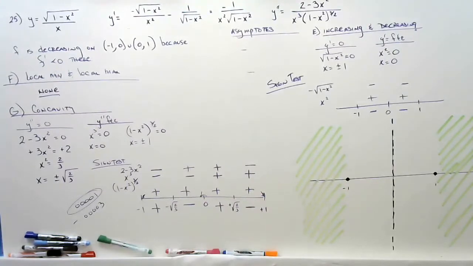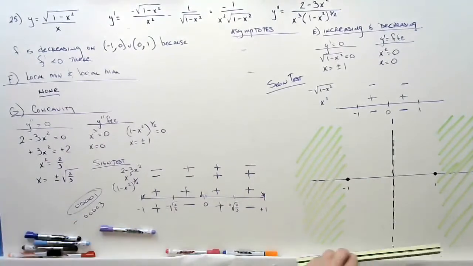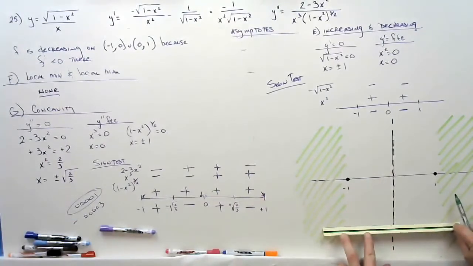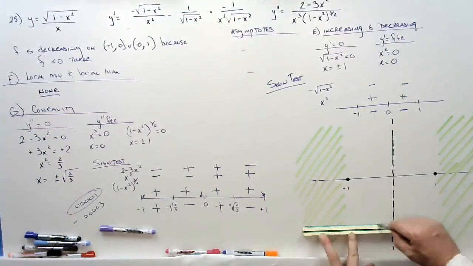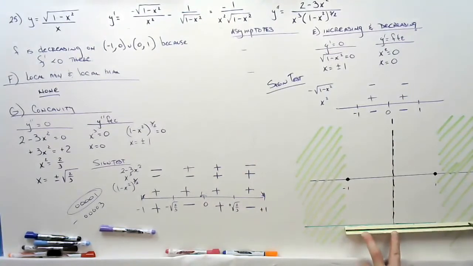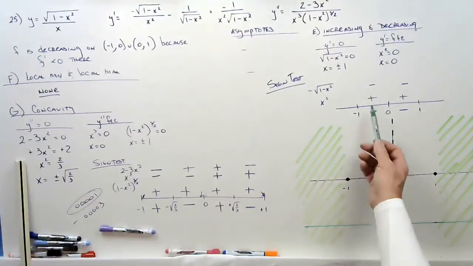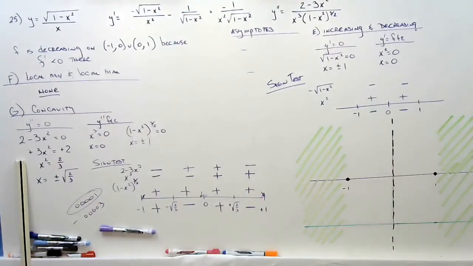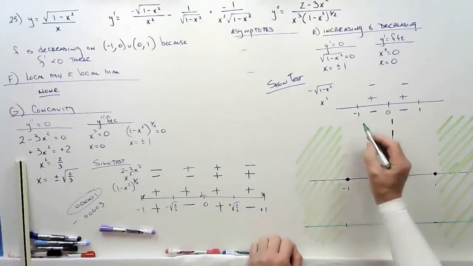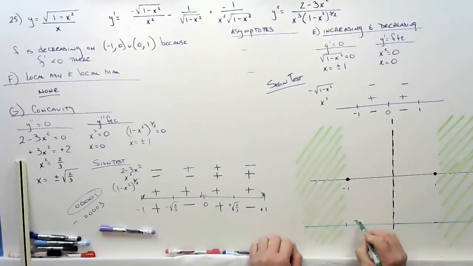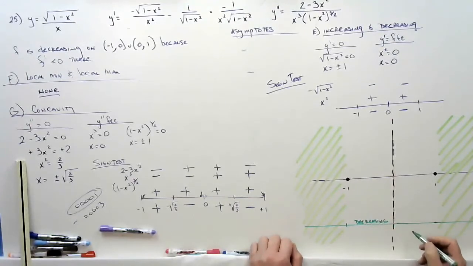So I'm gonna, oh, I forgot to put my line over here, didn't I? I apologize. Let's get my ruler out. Let's get my line over here. I forgot to do my line for increasing and decreasing. Luckily, I didn't erase that. So here, between -1 and 0, we're decreasing. Between 0 and 1, we're decreasing.